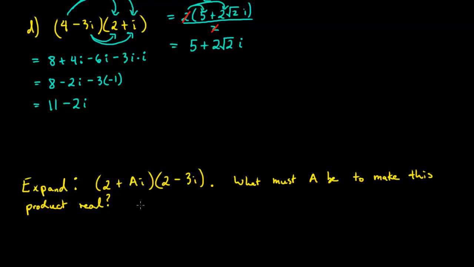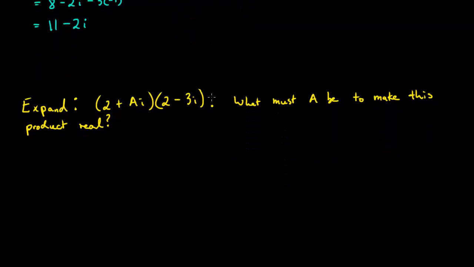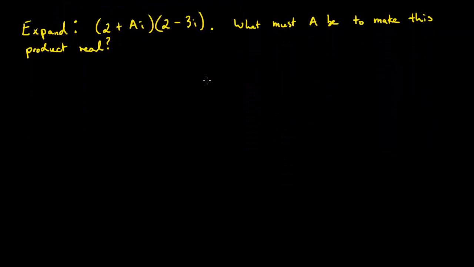So in this next example, we're asked to expand 2 plus ai times 2 minus 3i. And then it asks, what must a be to make this product real? So this is an interesting example. Well, let's first go ahead and do what the question says. It says to expand 2 plus ai times 2 minus 3i.